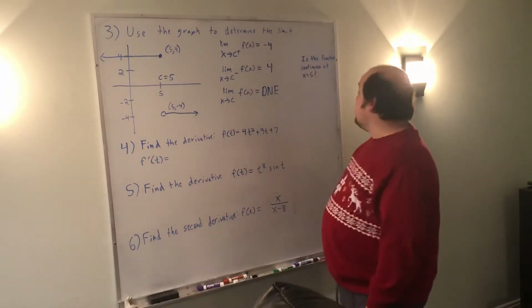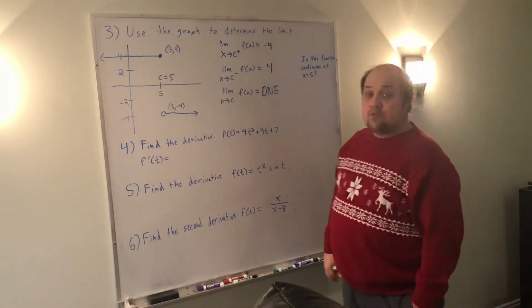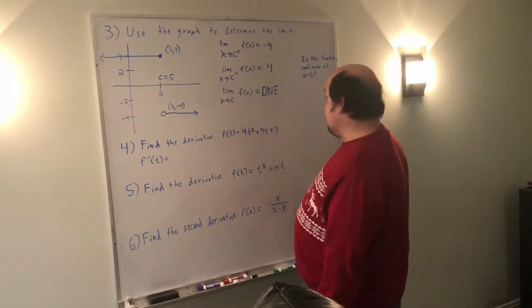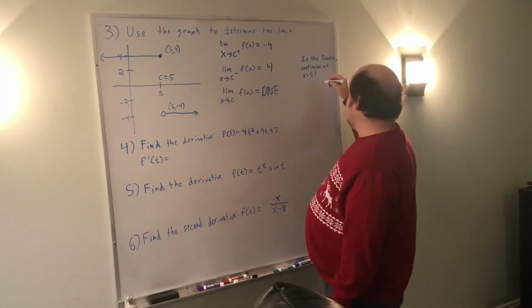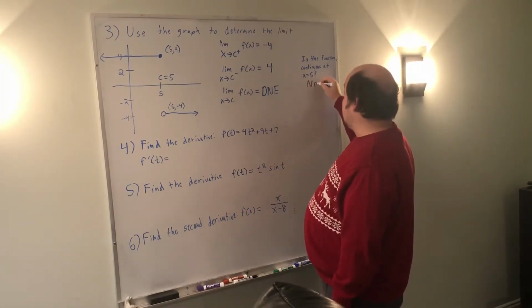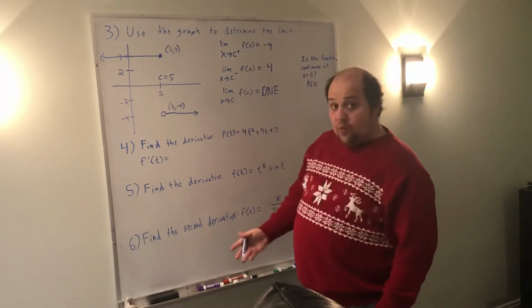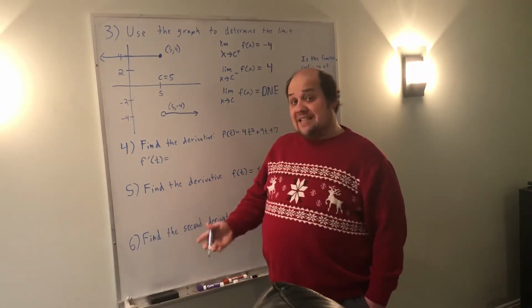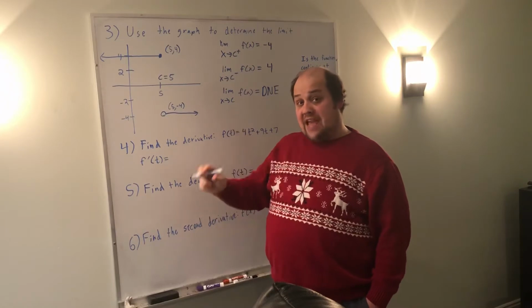They then ask me the question, is the function continuous at x equals 5? If the limit doesn't exist, then the function is not continuous at x equals 5. So this would be no. It's only continuous if the limit exists and the limit equals f of x at that point.